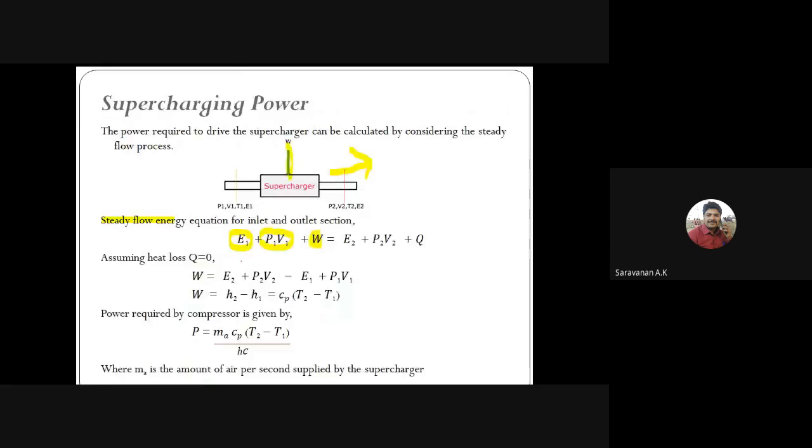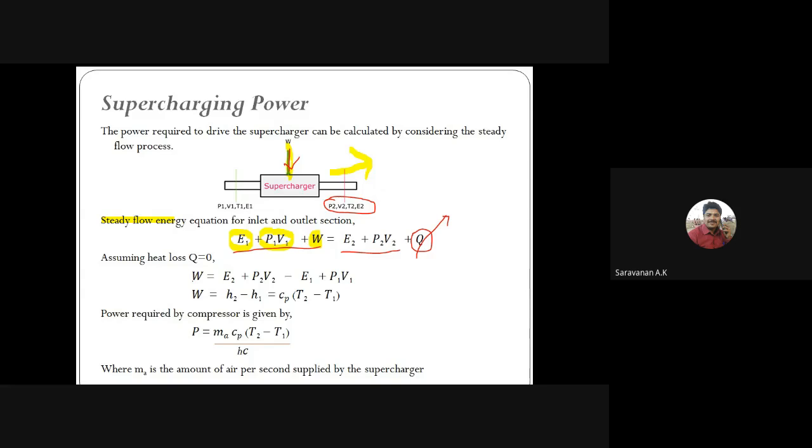The same I will draw here, so here the terms will be 2. The pressure increases, velocity increases, temperature increases, energy increases. Why? Because we have to give some work, and we have some heat also. In the supercharger there is no heat loss, so the heat loss will be neglected here.